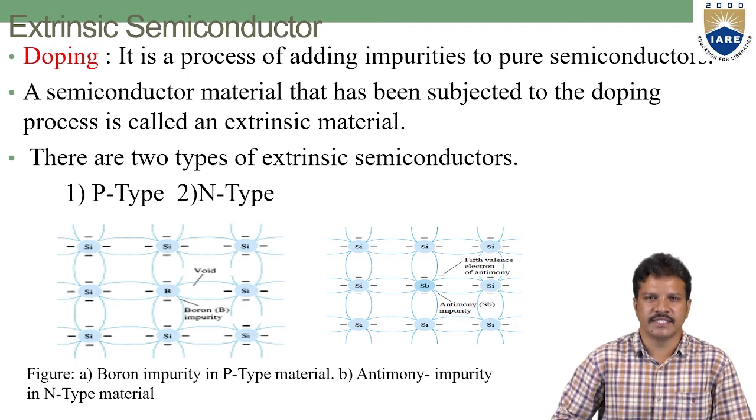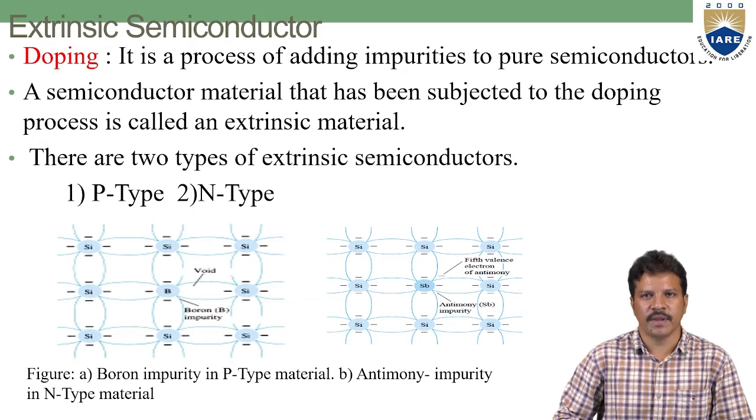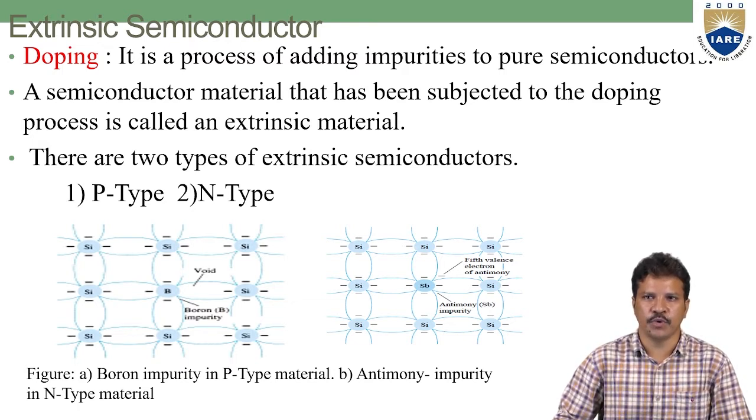How do we get an extrinsic semiconductor from an intrinsic semiconductor, and what is the purpose of going for an extrinsic semiconductor? The main purpose is to improve the conductivity, and we get an extrinsic semiconductor by the process of doping. So what is doping? It is the process of adding impurities to pure semiconductors. A pure semiconductor is also called an intrinsic semiconductor.